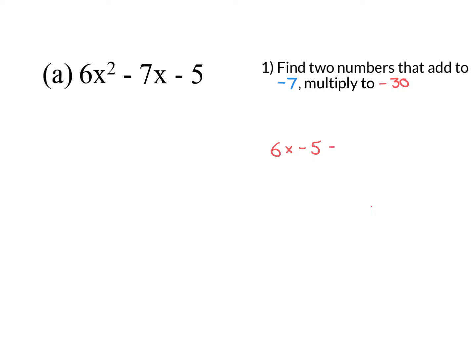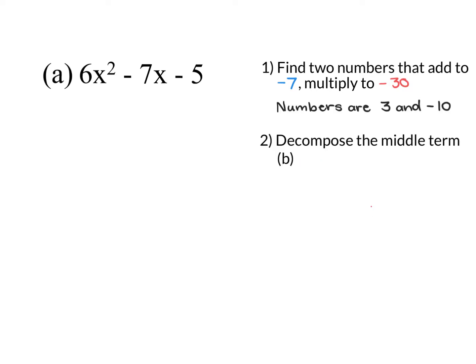Now let's try 6 times -5. Well, that comes to -30. But 6 minus 5 comes to 1, and that's not our middle term. So let's think of other numbers. What about 3 times 10? Now, our answer should be a negative. So what if we made the 10 a negative? Let's try that. 3 times -10 is -30. And 3 minus 10 happens to be -7, which is our middle term. So our numbers are +3 and -10. Let's write that down.